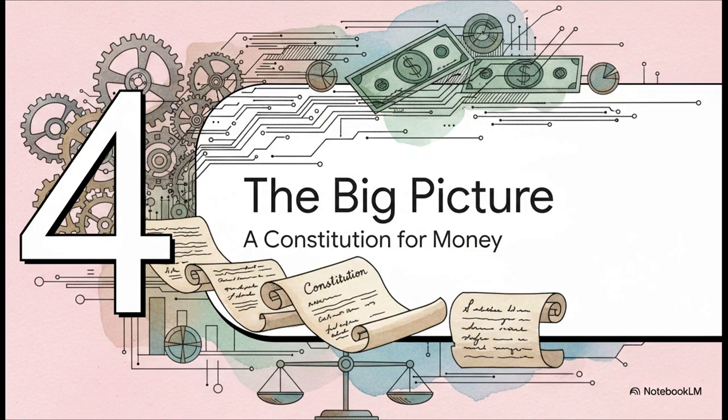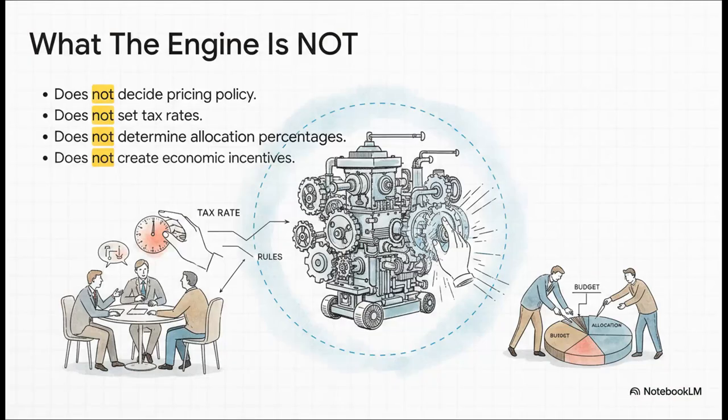Now, to really get the full picture here, it's super important to understand not just what this engine does, but also what it doesn't do. And this is where we get to that big idea, seeing it as a kind of constitution for money. See, the engine is fundamentally apolitical. It has no opinions. It doesn't decide on policy. It's not setting tax rates. It doesn't determine who gets what slice of the pie. All of that stuff is decided by people. The engine is just a completely neutral enforcer of the rules that we give it.